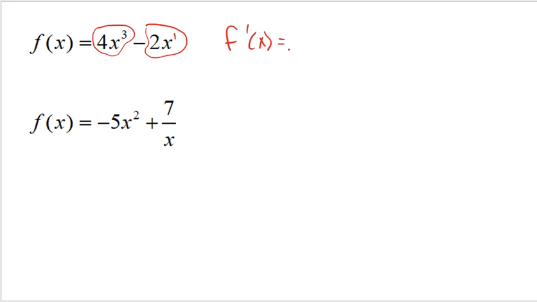So the first part, the 3 falls down in front. And once you guys get good at this, you could skip steps, right? Do it in your head: the 3 falls down in front, 3 times 4 is 12. You could do that in your head. My new power is 3 minus 1, which is 2. So there's the derivative of the first part. The derivative of 4x cubed is 12x squared.